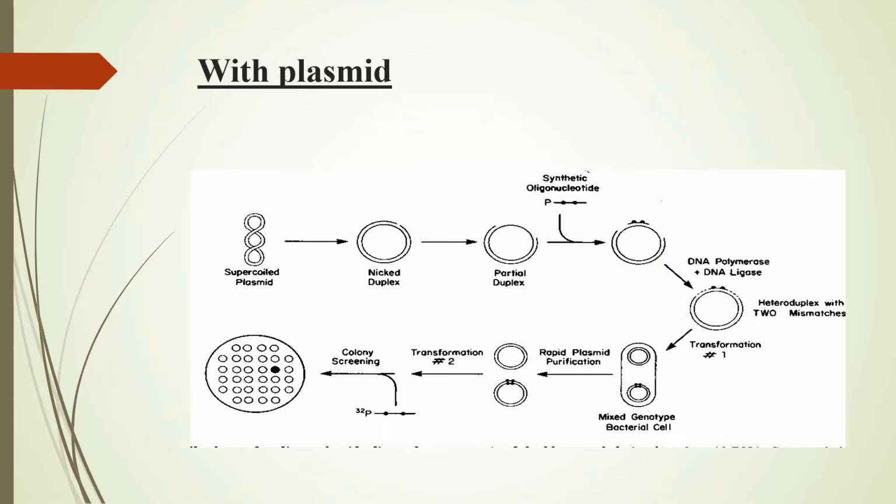This is an example of plasmid site-directed mutagenesis. In this example, the supercoiled plasmid becomes nicked duplex and partial duplex, which form the synthetic oligonucleotide, and the process begins.